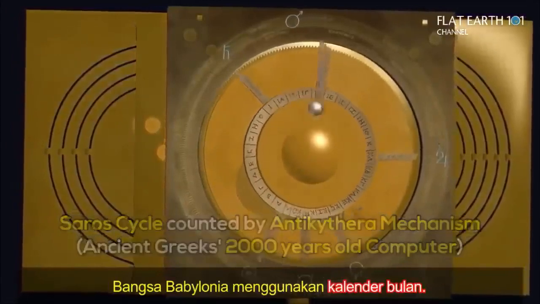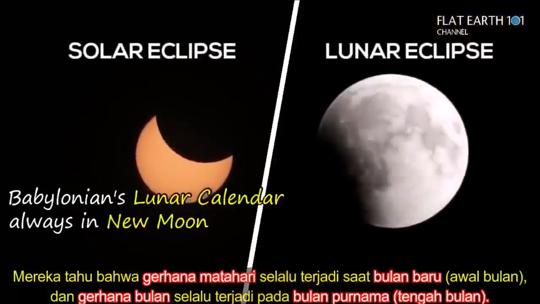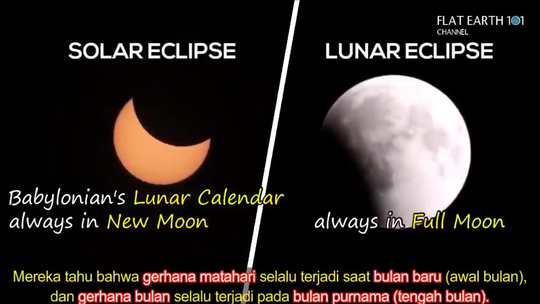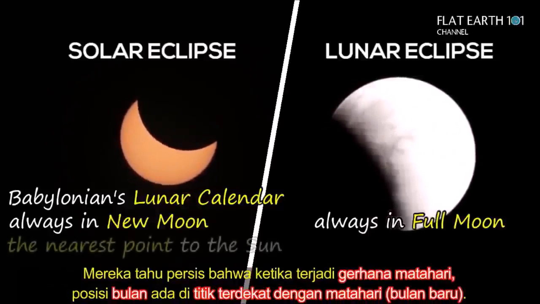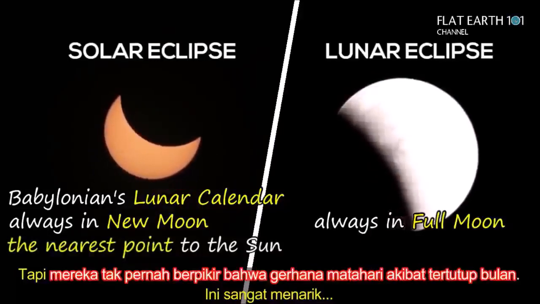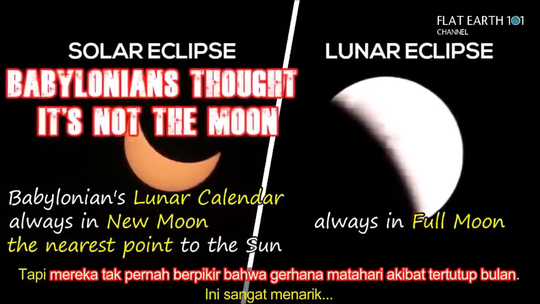Babylonians were using the lunar calendar. They knew that solar eclipses always happen at new moon and lunar eclipses always happen at full moon. They knew well that during solar eclipses, the moon's position is at the nearest point to the sun. Yet, they never thought it's the moon that is eclipsing the sun. This is very interesting.